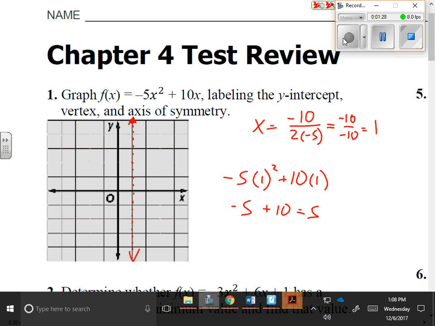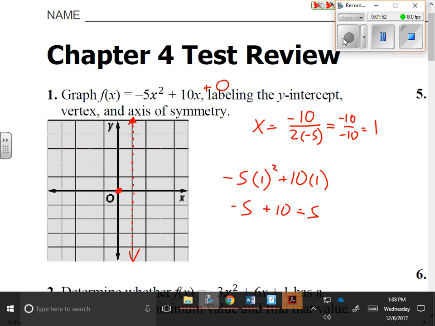What is the y-intercept? 0. How do you know that? Because c is 0. There is no c, so that means it was 0. So that means 0, 0 would be the y-intercept.